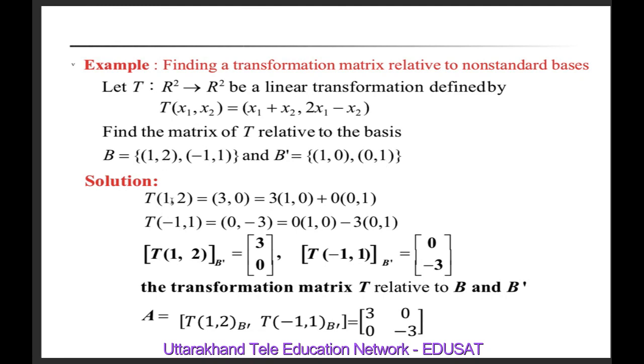Now T(1, 2) is equal to, T(x1, x2) is (x1 plus x2, 2x1 minus x2). So T(1, 2) is equal to 1 plus 2, 3, and for the second, 2 into 1 minus 2. So 2 minus 2, 0. So this is (3, 0). Now the basis for B dash are (1, 0) and (0, 1). We will write here (1, 0) and (0, 1) first. Then we will find the elements to be written before (1, 0) and before (0, 1) in such a way that the result is (3, 0).